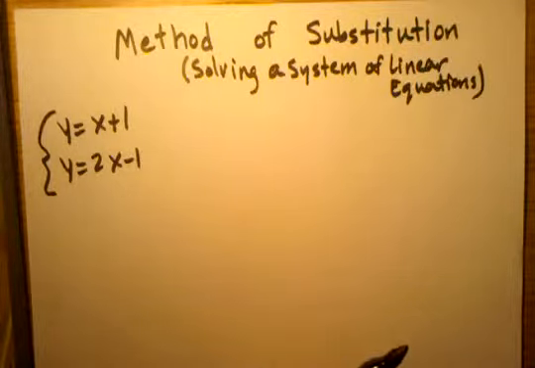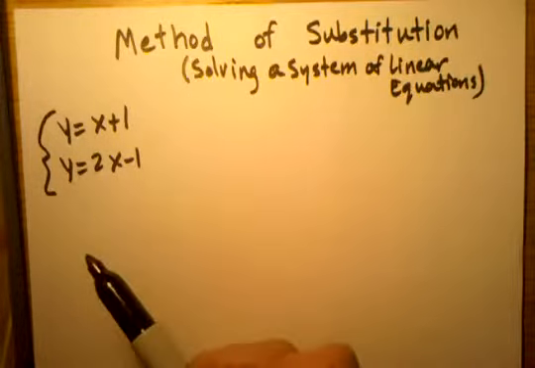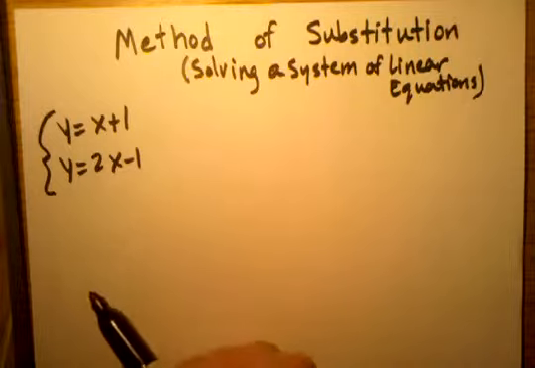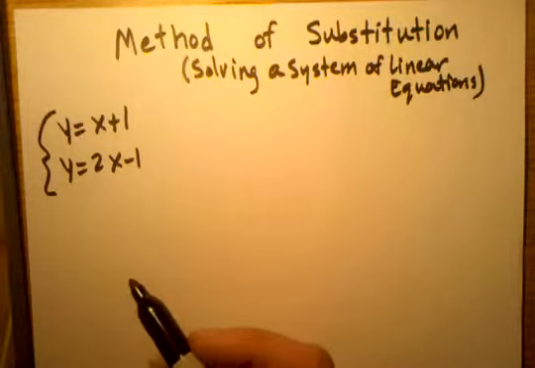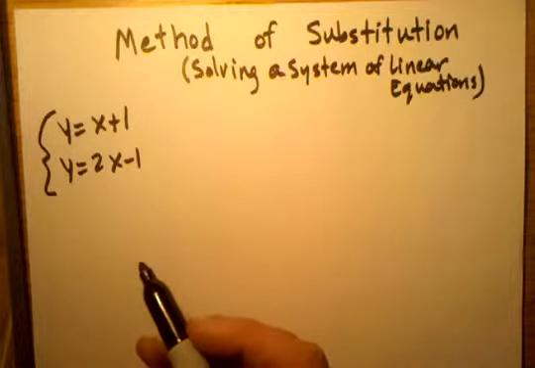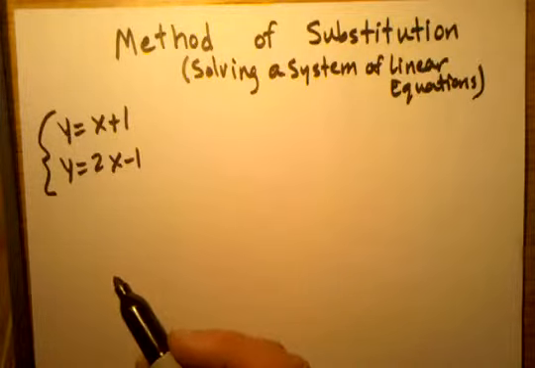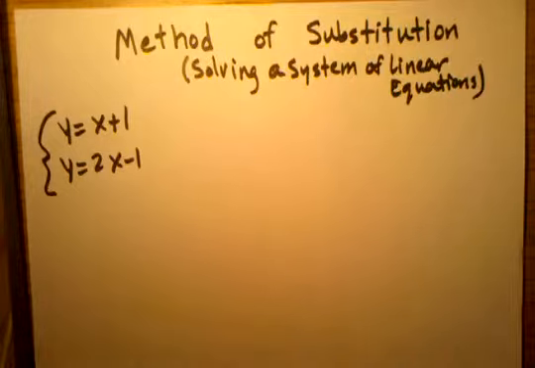Or possibly we might find out that there is no solution because the lines are parallel and they never intersect. Or we might find out that the equations we're being given are the exact same, and therefore there are an infinite number of solutions because they're really the same line. So it's every point on the line that's a solution. But using the method of substitution, I'm going to model that with this system right here.